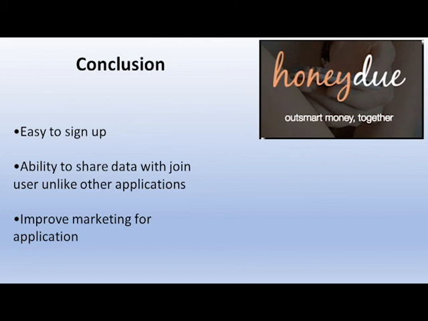HoneyDue is very easy to access if you want to become a user. The ability to share data with a joint user is an advantage for this application. There are a couple of things we did find that we thought needed optimizing though, and that is their website. Their website is not user-friendly, hence it's hard to navigate through it, and their application marketing is not the best. HoneyDue has been around for over a year, and 75% of our team did not know anything about it until we worked on this project.